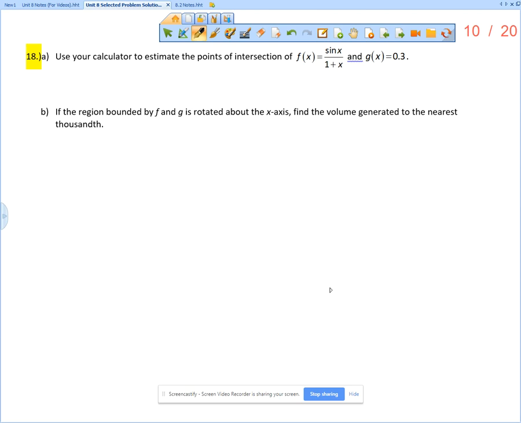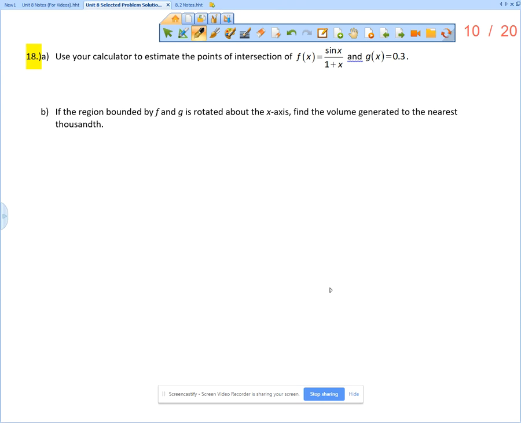This is the solution video for section 8.2, problem number 18. Part A says, use your calculator to estimate the points of intersection of f of x and g of x. So first thing that you've got to do is get out your calculator and graph these two things.